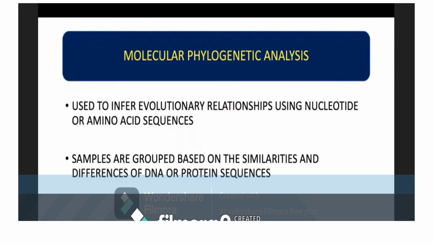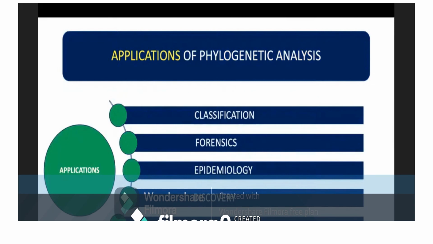So the phylogenetic tree is used to infer evolutionary relationships using the nucleotide or amino acid sequences that come after sequencing. So samples are grouped based on the similarities and differences of DNA or protein sequences. The applications are in classification, forensic science, epidemiology, as well as conservation.